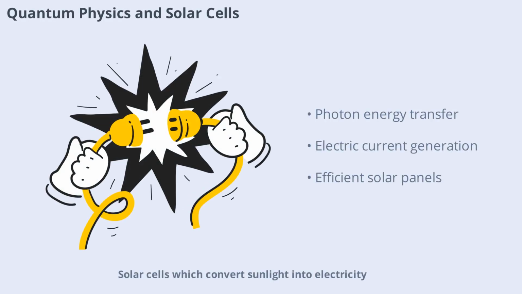Solar cells, which convert sunlight into electricity, are based on quantum principles. When photons hit a solar cell, they transfer energy to electrons, allowing them to flow as an electric current. Understanding these quantum processes has led to more efficient solar panels and renewable energy solutions.